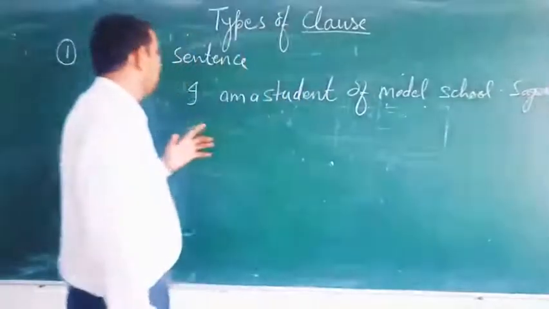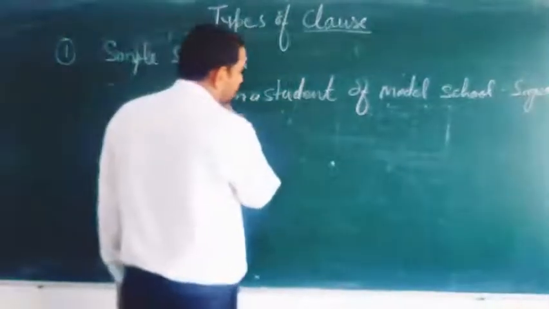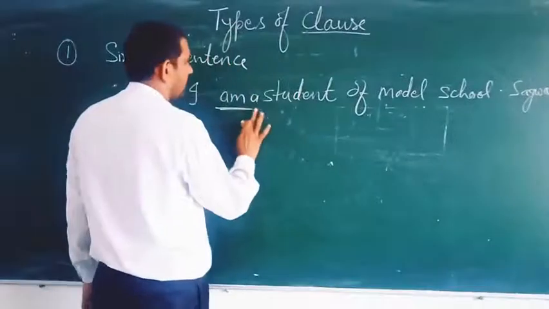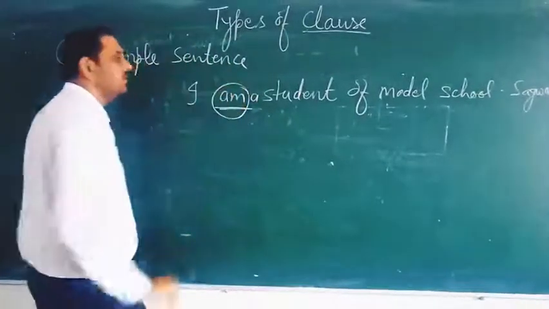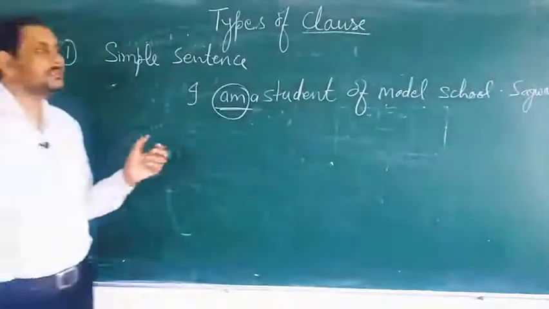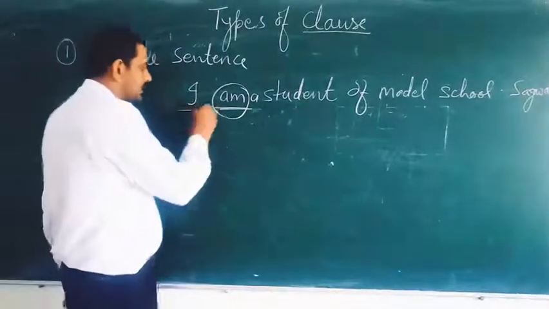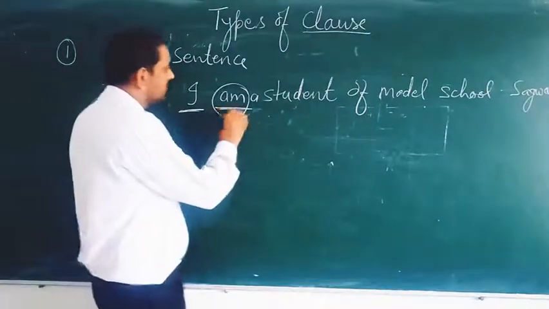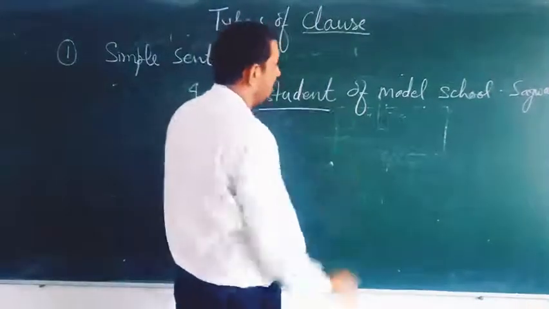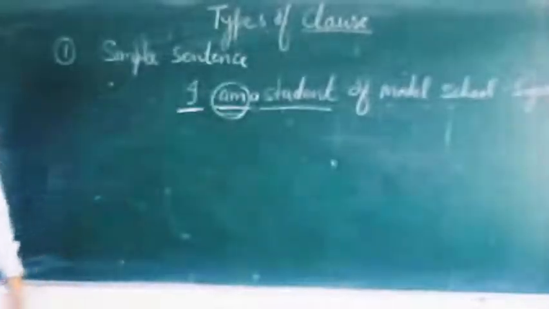This is a simple sentence because the sentence has a single finite verb. A sentence which has a single finite verb is called a simple sentence. It has a single subject. This is the verb and object, you can say, and other parts of the sentence.